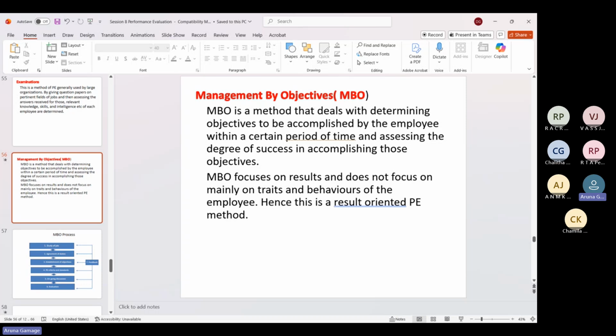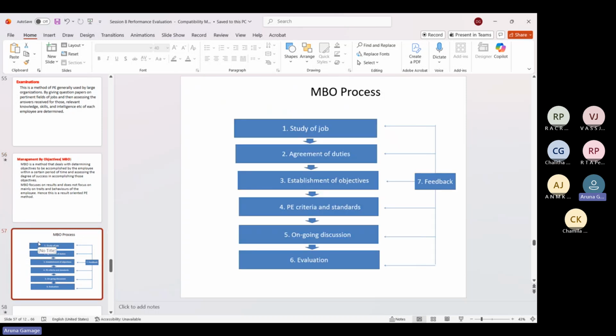So there are several steps to be followed. Nearly 6 steps to be followed in the MBO process. First, study the job. Both the evaluator and the employee study the job. What are the tasks? What are the duties? What are the responsibilities? For example, in order to evaluate the level of performance of a sales representative, both the sales manager and the sales representative study the job.